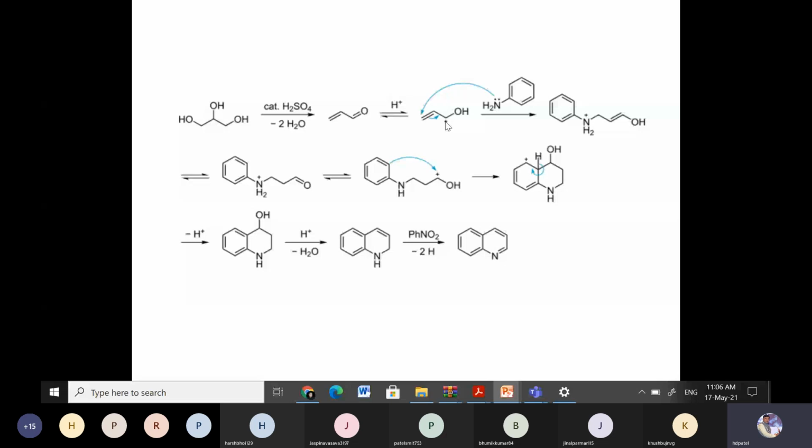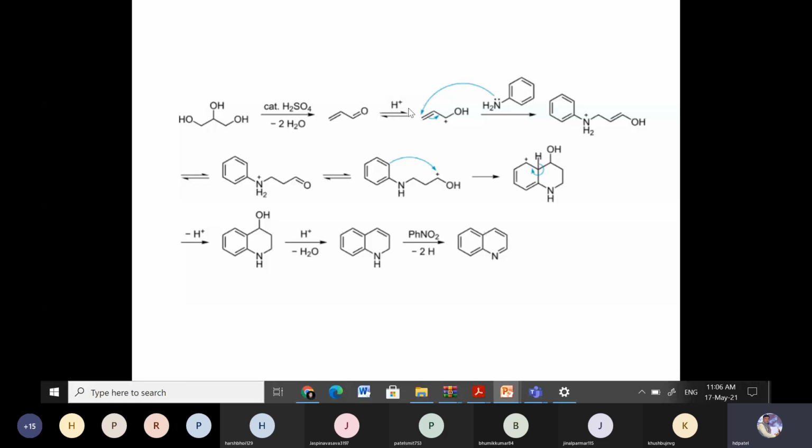After that, what happened? Aniline, which has a lone pair of electrons, meaning the nitrogen of aniline has a lone pair of electrons, acts as a nucleophile. This double bond electron will migrate onto this carbon and as a result at the terminal position we will get the positive charge.